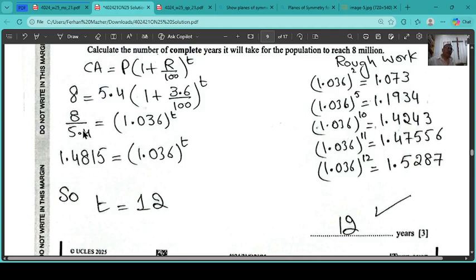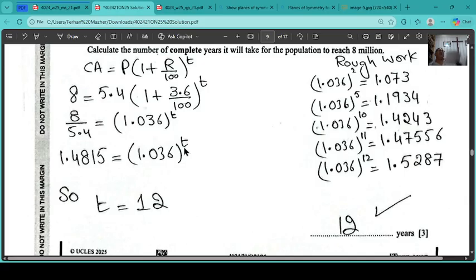So because it's 5.4 on this side, 8 divided by 5.4, that will be equal to, if you do this calculation, 1.036 raised to power T. I want to find out the value of this T. This side becomes 1.4815 equals 1.036 raised to power T. To find out the value of this T, there are different methods, and one method is hit and trial. So what we will do is, in the place of T, I will guess some values.